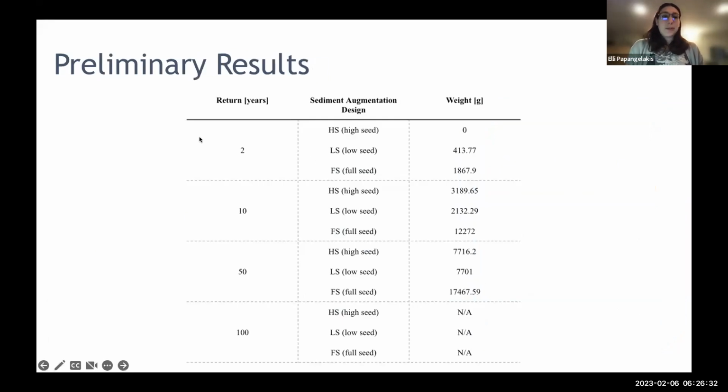So this is showing some preliminary results. I won't go through them in too much detail, but we have our high seed, low seed, full seed for each flow. This is the weight of sediment that is exported at the end of the flume. And you can see that it does make a difference where you seed the sediment. Obviously, the full seed exports more sediment because you have a lot of extra material. At the time this table was made, we hadn't finished the last 3. These have now been completed, so we have our full data set.